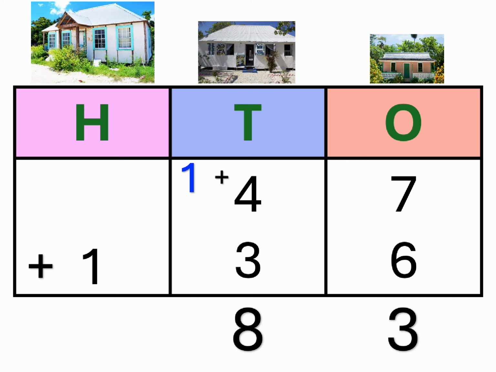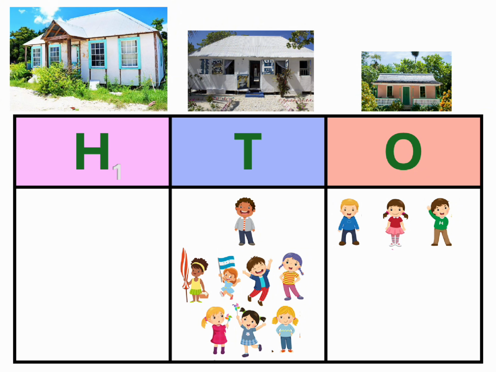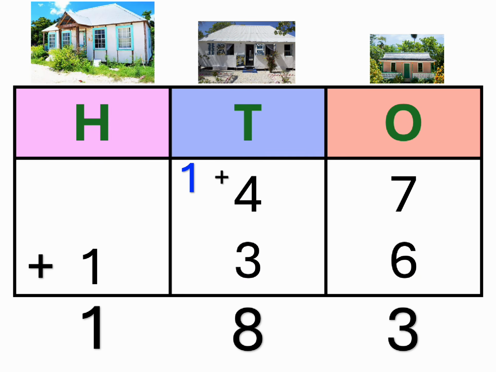Now that that is settled, we need to move on to our last step, which is adding the guests in the hundreds house. In the hundreds house, we only have 1 guest. Nobody else is coming to this house. So this is how we write it in our problem. We just write the number 1 because there's no other number to add.